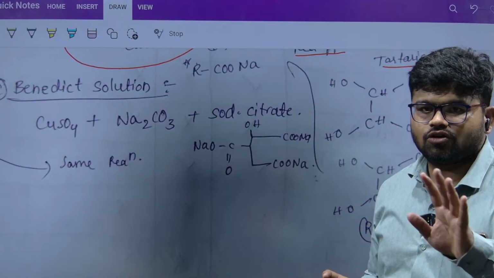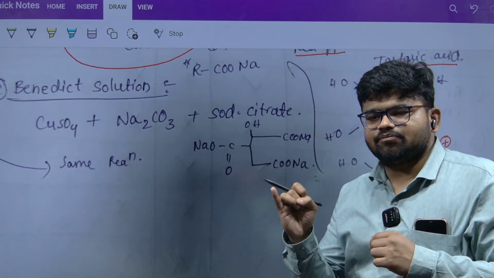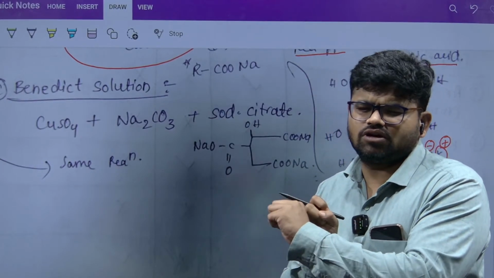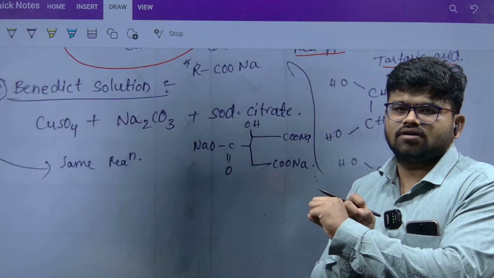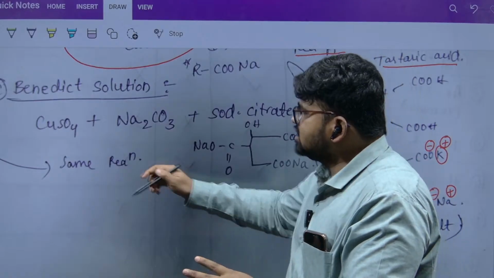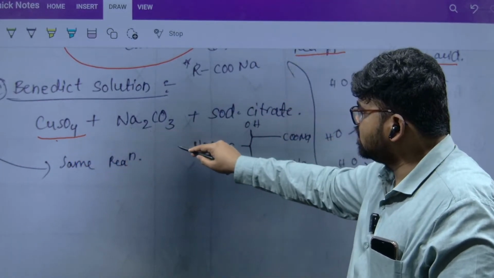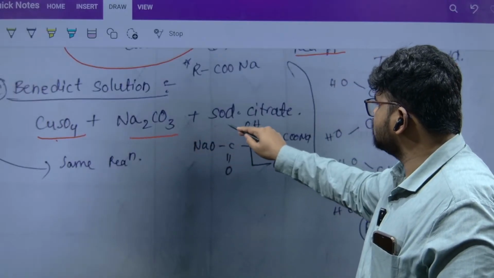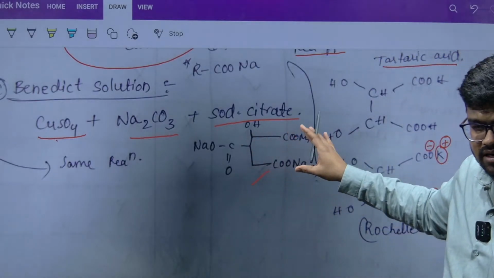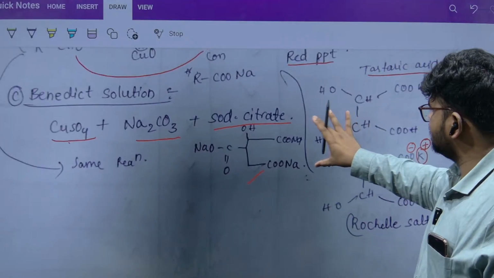Here we are not going to waste the time. Just simply remember Benedict's solution test and also Fehling's test. Both are exactly the same, only the compound changes. One is copper sulfate, and in one we'll use sodium carbonate and sodium citrate. This is the sodium citrate. No need to remember this particular structure, but just see sodium citrate, right?